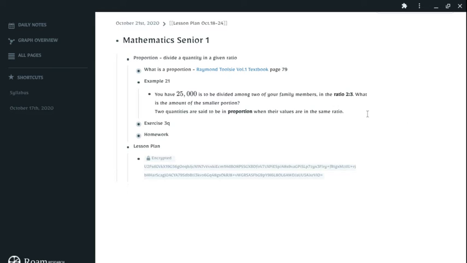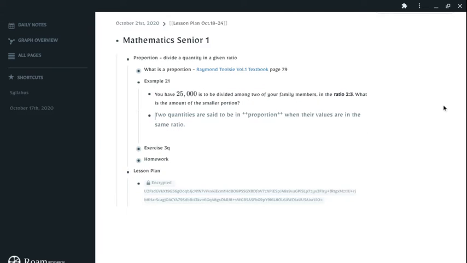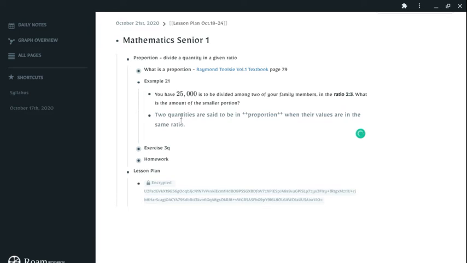Okay, let me give you an example before we go to the question. So the gray is the definition, and the one above is the question. So you have $25,000 that is to be divided among 2 of your family members, and you're given a ratio 2 to 3. Now, what is the definition we said? Is when 2 values, 2 to 3, are in the same ratio. So now we have $25,000 and we need to divide it between Khalil and Athzura. And we need to divide it based on how much Khalil should get, which is 2 of that, and Athzura should get 3 of that.